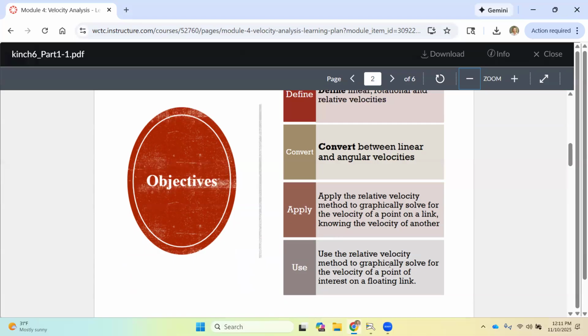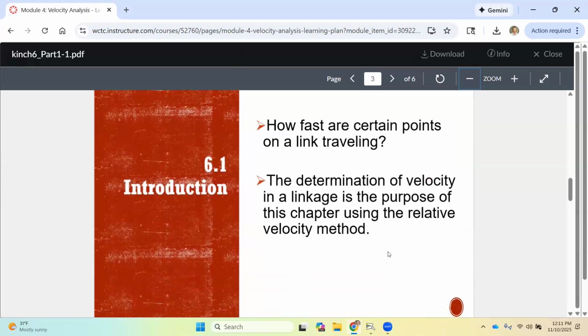And then we're going to use that relative velocity method again to graphically solve for the velocities of any point of interest that are also on maybe a floating link or other links that we might have. Okay. So, stuff to do.